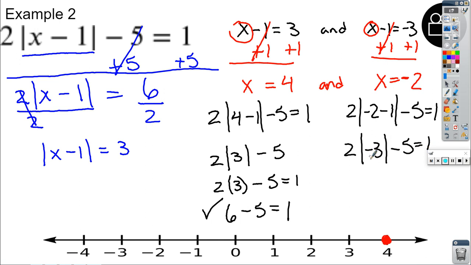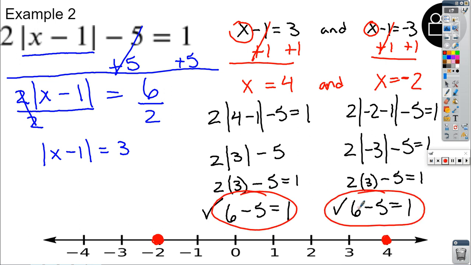So then from here, I'm going to take the absolute value of -3. Anything in here is going to make it positive, so that's still a positive 3 minus 5. And if you notice, they're the same steps right here. 2 times that positive 3 now. 6 minus 5 equals 1. Is that true? That's our true answer here. So that means this solution, -2, is going to be a solution on this number line for our equation. And so I have two solutions, -2 and 4, because again, they both work in these two examples here.